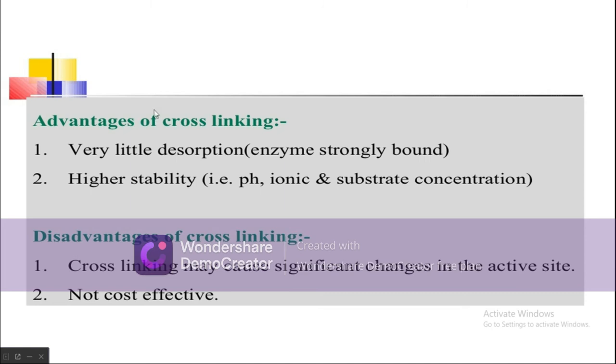So these are the advantages of cross-linking: very little disruption, that is, the enzyme is strongly bound, so there is very little disruption. Then it is highly stable. Then the disadvantage of cross-linking: cross-linking might cause significant changes in the active site, and it is not cost effective. So you see, this is the disadvantage.